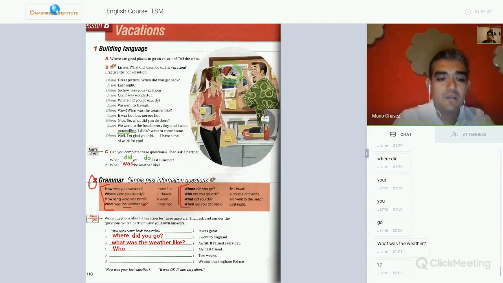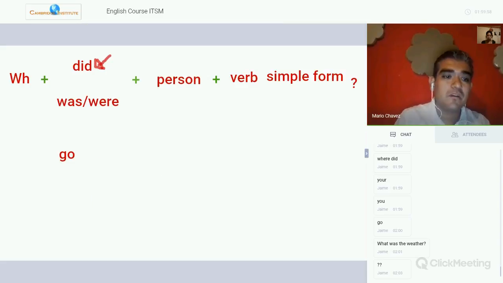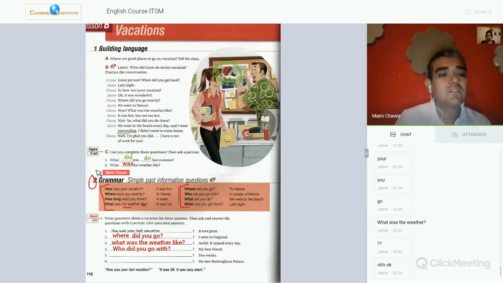Very good. So we say, who did you go with? Si te das cuenta otra vez, seguimos el mismo patrón. Primero la pregunta, who, el auxiliar, did, la persona, you, el verbo, go, y un complemento, en este caso es with, que es quién, con quién, who did you go with.